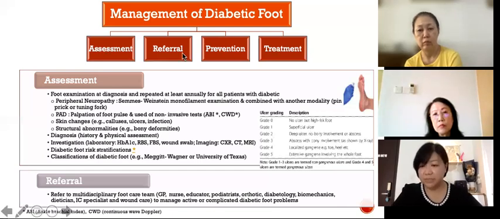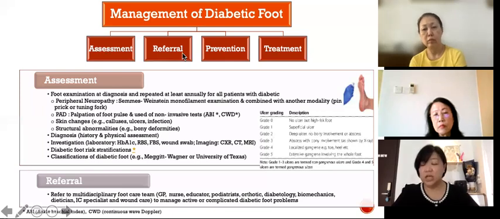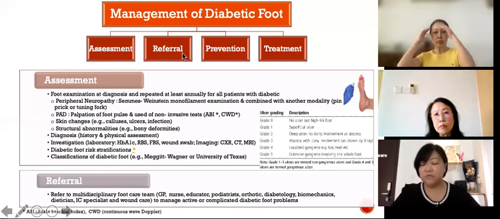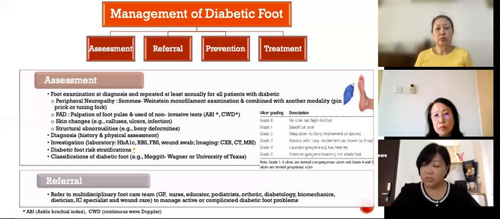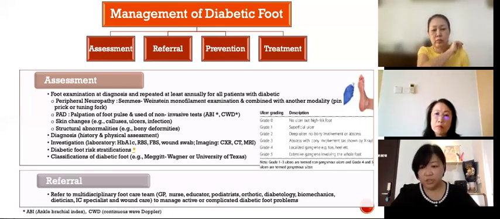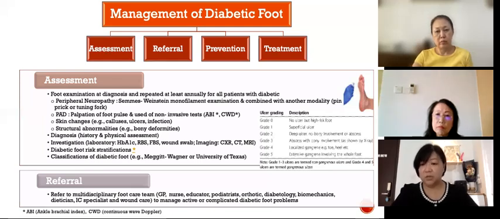If you find the patient has an active or complicated foot problem, definitely we need to refer to a multidisciplinary team. It's not limited to nurses, but we can refer the patient to diabetic foot nurses, wound care nurses if there is a wound, a dietitian to control their diet, and endocrinologists and orthopedics. Of course, if there is active infection with a positive wound swab result, we need to refer the patient to the infection control team.